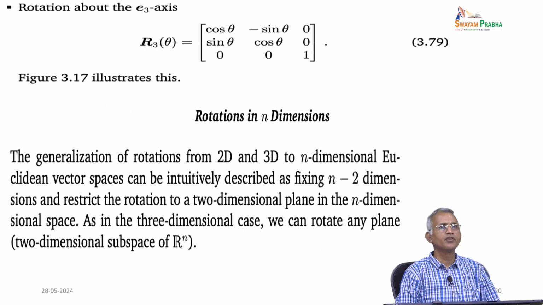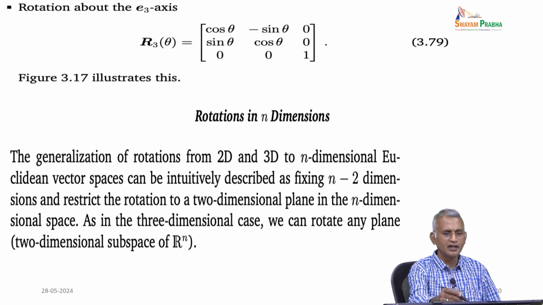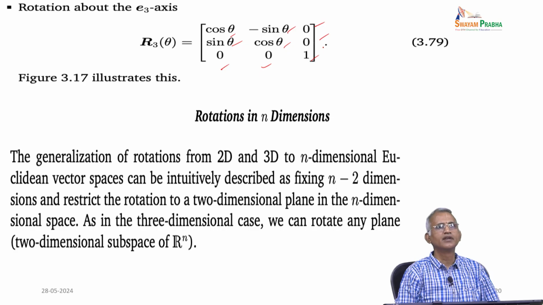Now, the rotation about the E3 axis, R3 of theta, is cos theta minus sin theta 0, sin theta cos theta 0, 0 0 1. So, these figures illustrate the rotations R1, R2, R3. Keep it in mind, you can enlarge this to Rn.